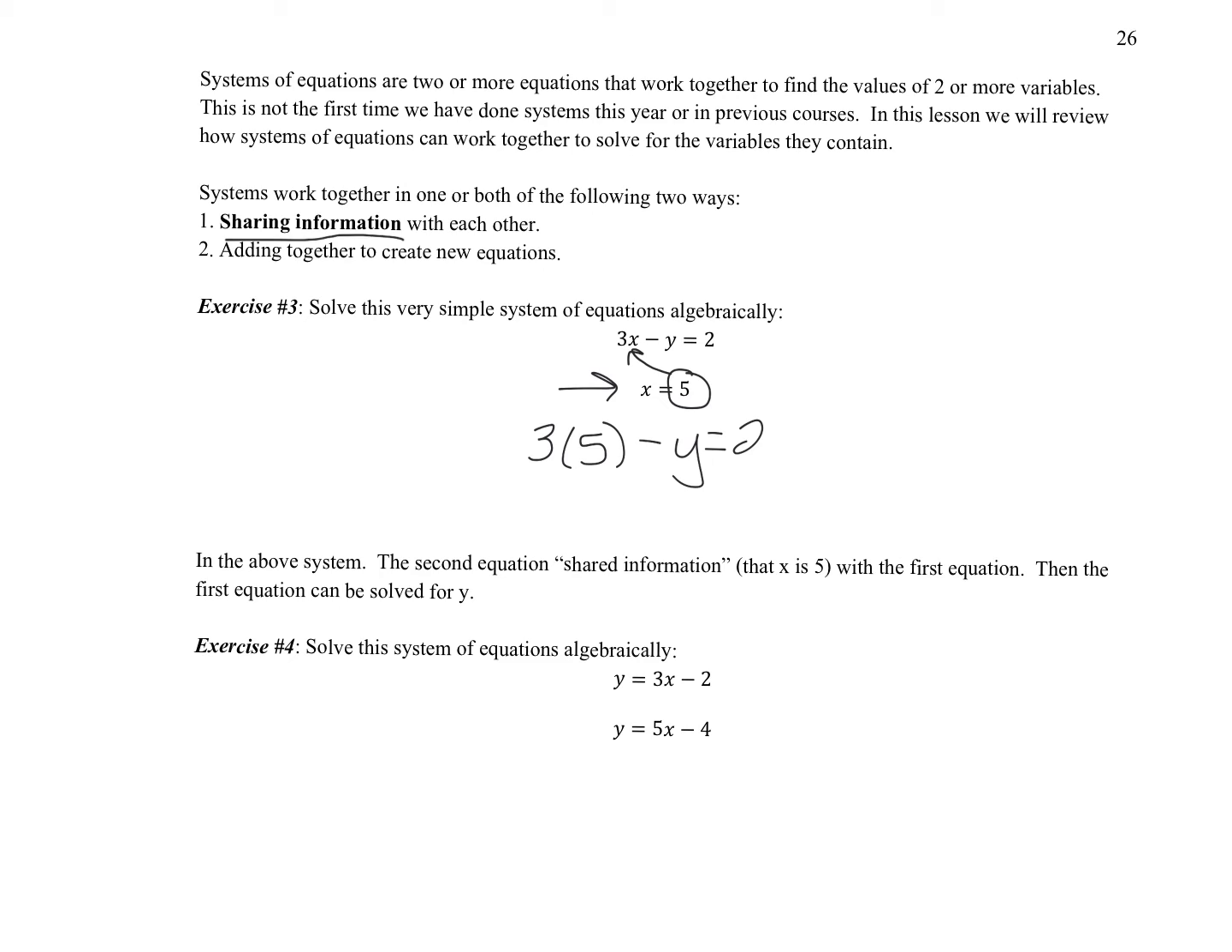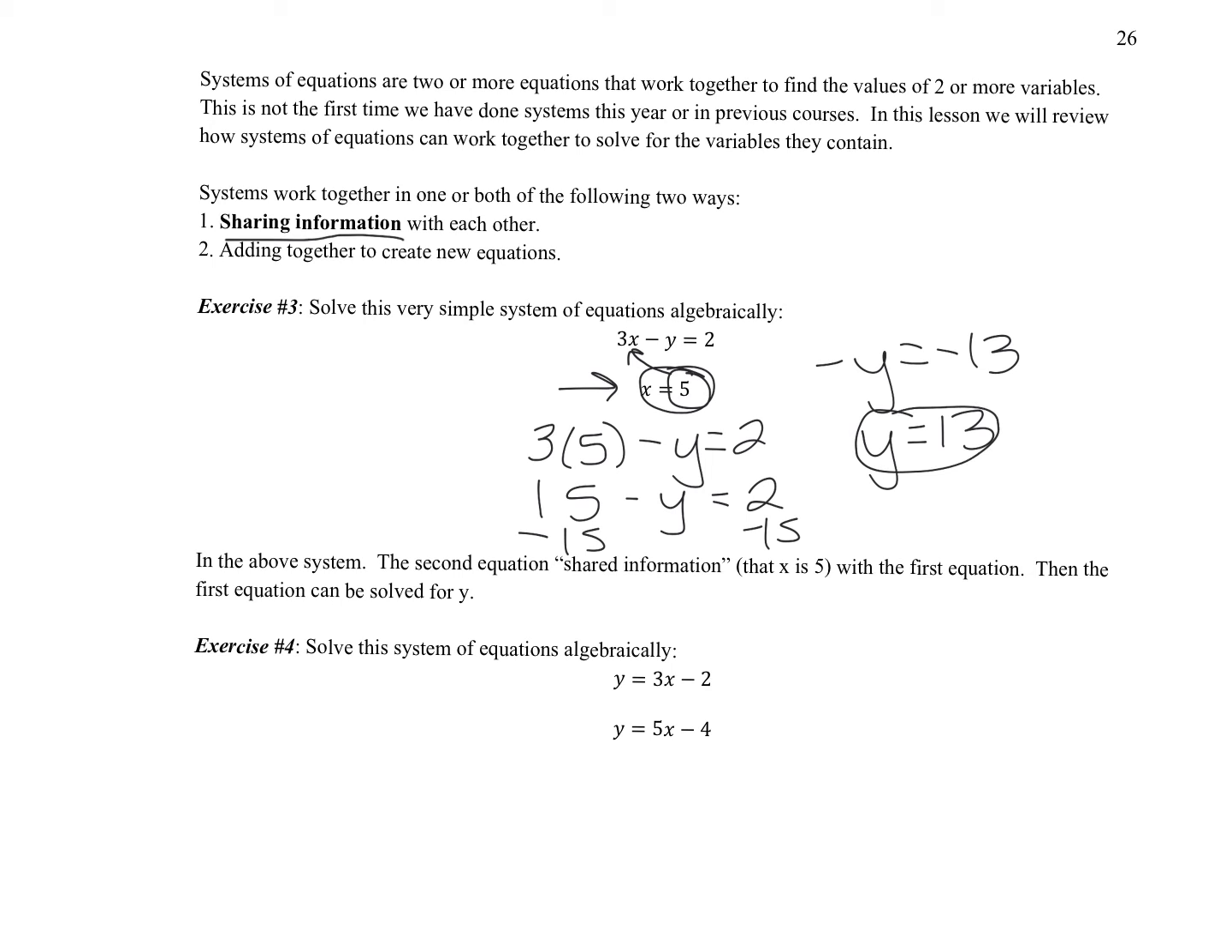And then from there you can solve. So we're going to subtract 15. We get negative y equals negative 13, so y equals positive 13. So here, because the x has to be 5, the y ends up being 13. We can't have any other value for x other than 5 because of that second equation. So we have just this one answer. Now it looks like two answers, but really it's one answer with two different kinds of parts.